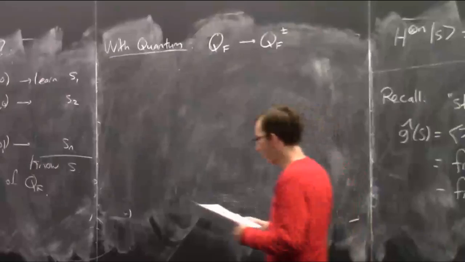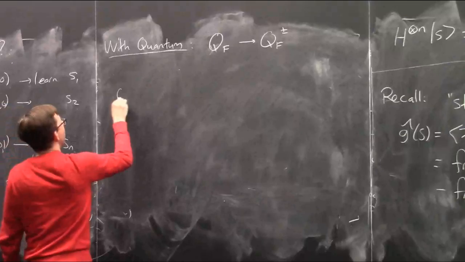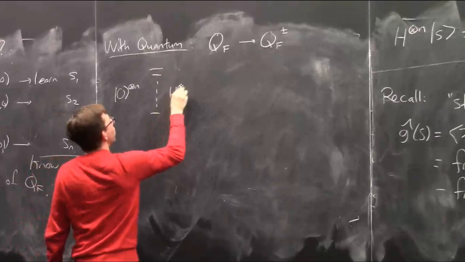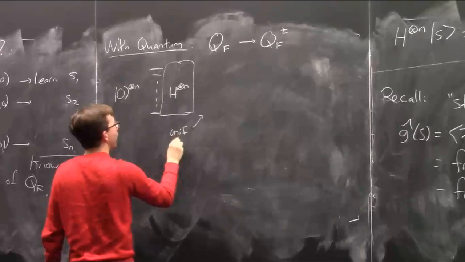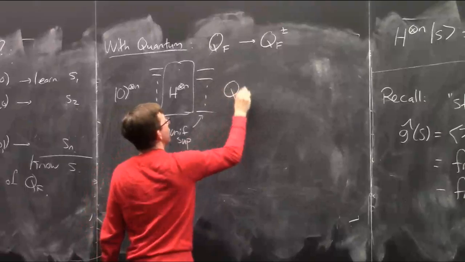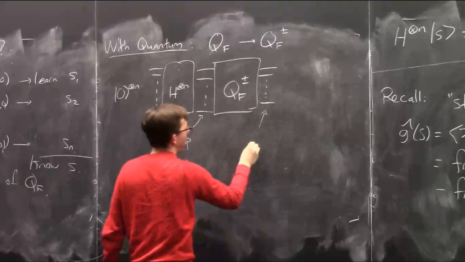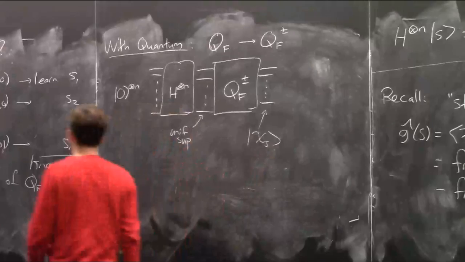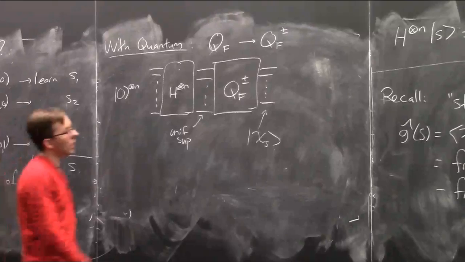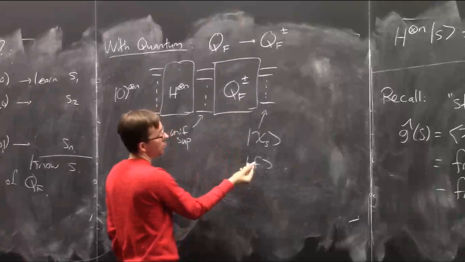Then you could do this algorithm of putting in 0 to the n, putting it through the Hadamard transform. Now you have the uniform superposition. Now you plug it into the mystery chip. Now you actually have what we would call ket chi s, right? Because f is XOR s. In general you get f here, where f is the plus or minus one version of capital F, but we're promised it's a parity function, an XOR function, so we get this.